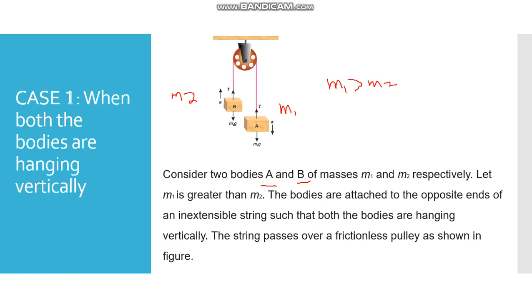These two bodies are attached to the ends of a string. You can see this purple line is a string, and both these bodies are attached to the ends of a single string, and it is an inextensible string that passes over a frictionless pulley. This part is the pulley. So this is the explanation. Here we have two bodies A and B, and both the bodies are hanging vertically. We will talk about it one by one.